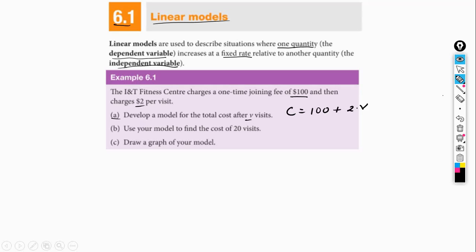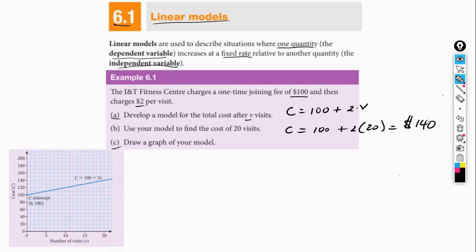Then it says in part B, use your model to find the cost of 20 visits. So the cost would equal 100 plus 2 times 20, and this is going to be $140. That would be the cost of 20 visits. Draw a graph of your model in part C.